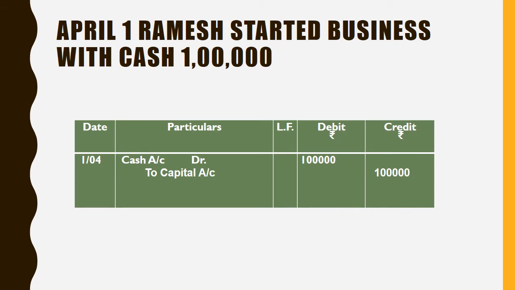Now, after dividing the transactions given in the question into simple or compound, let's start posting those entries in the journal. The first entry is Ramesh started business with cash ₹1 lakh. When a person starts business, it will increase cash and it will increase capital. And when cash increases, it means asset increases, so cash must be debited, and capital increases, so capital must be credited. Therefore, the entry is cash account debit to capital account.